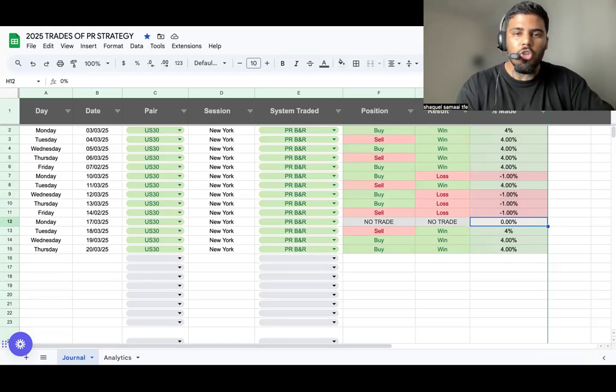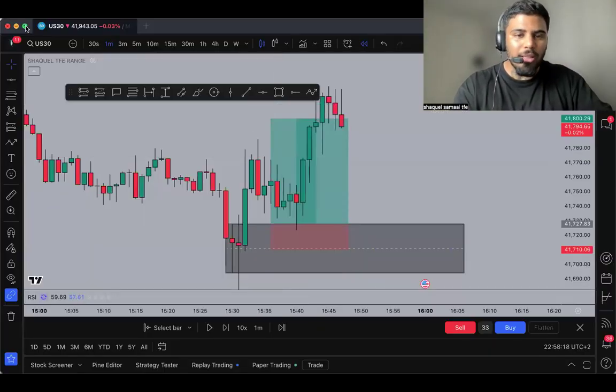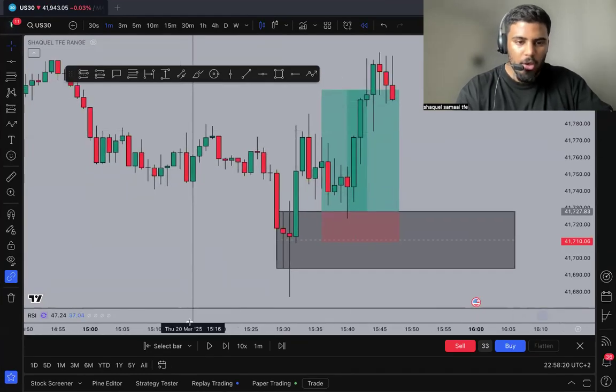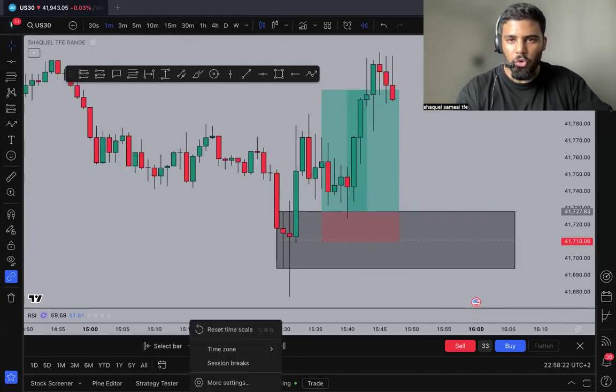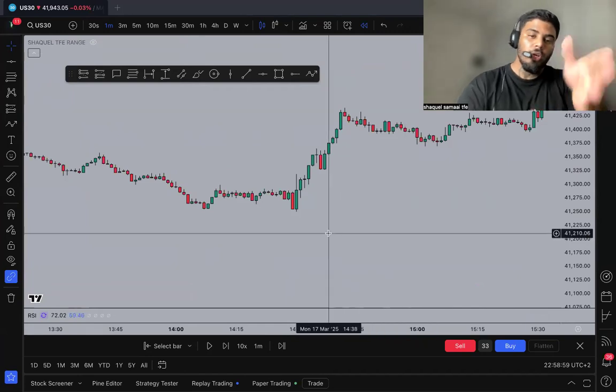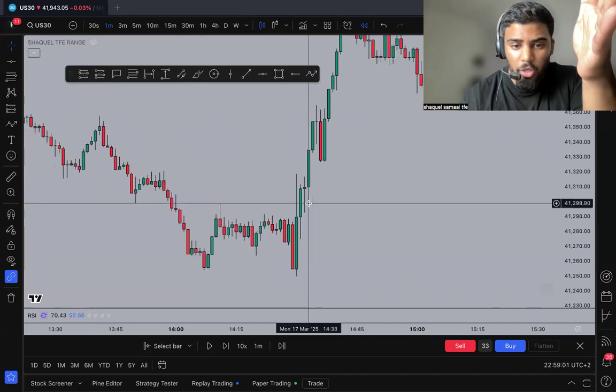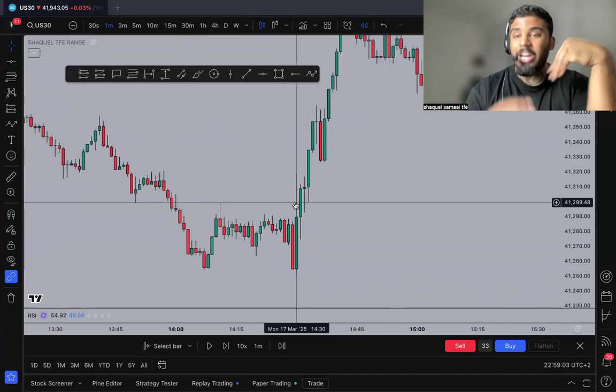So I want to show you guys an example, right? On the chart, a few more examples just to show you that this literally works. Okay, guys, let's do a few examples for you. Okay, so right here you can see we're on the 17th of March, and I want you guys to go back and backtest this.